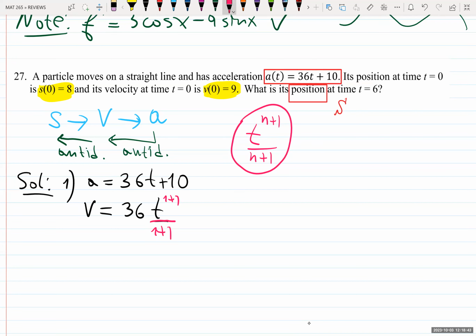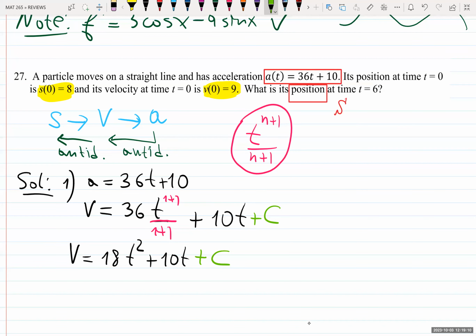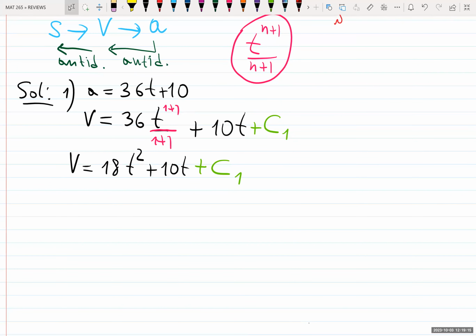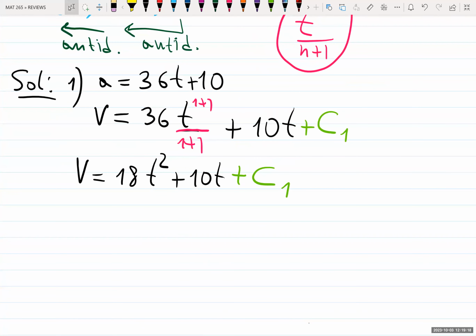Now, you ask yourself, what gave you 10 when it was differentiated? Oh, 10t. You can always check yourself, actually. V is 36t squared over 2, which simplifies to 18t squared plus 10t. If I differentiate that, it gives me 36t plus 10, which matches. However, it has an annoying C at the end. You can call it C1, or just C, because we're going to have another one. Some people use A, B, C. People do not agree on what to use, but most use C because C is constant.